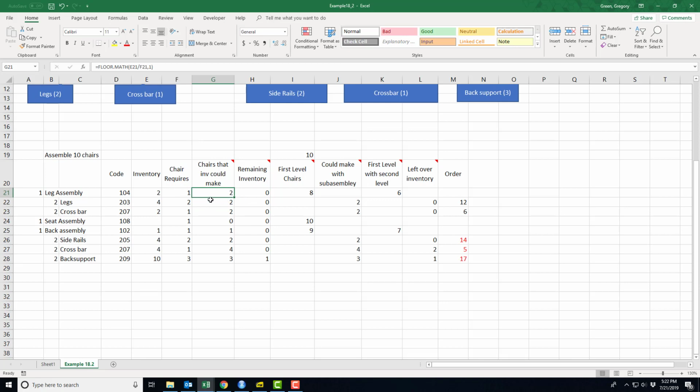Well, what does that mean? Well, I have two things in inventory. I have to have one of them to create a chair, so I can make two chairs and I don't have any spare parts left.